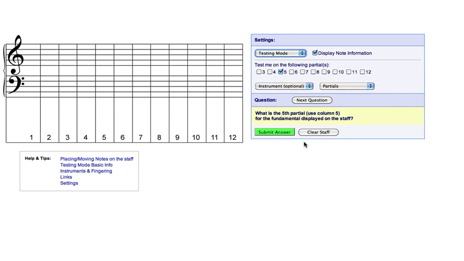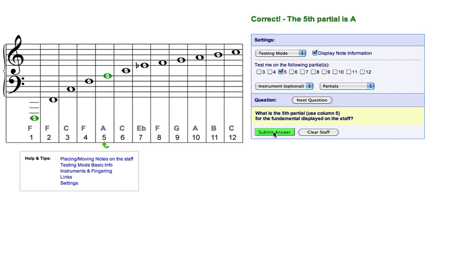So for example, we'll ask a question and it'll say to us, okay, here's an F. Where is the fifth partial for that F? Well, if we know that the F up here is the second partial and the F up here is the fourth partial, the fifth partial is only a major third above that. Therefore, it's here. We click on that, submit the answer, and find out if we're correct. Let's try another one.